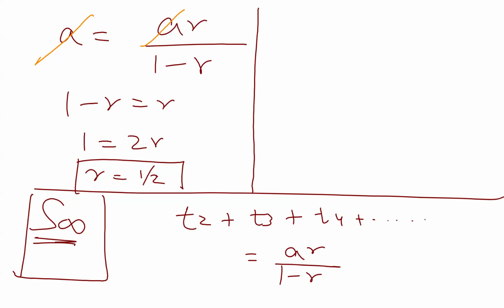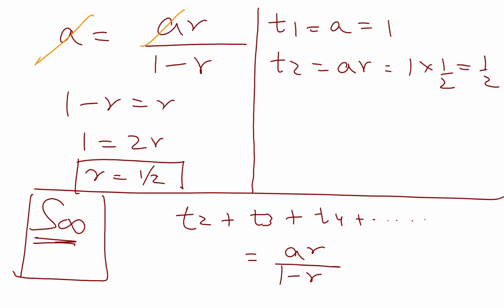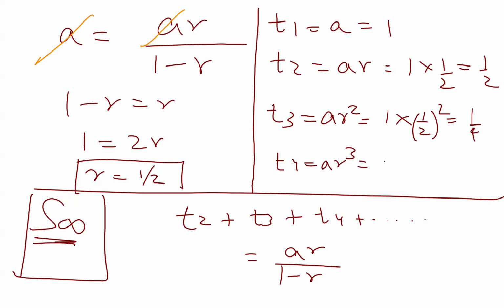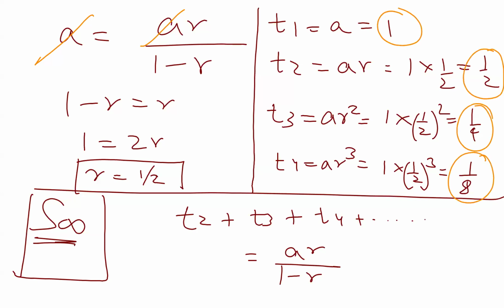So T1 is equal to A, which is 1. T2, A into R, 1 into half, which is equal to half. T3, AR square, 1 into half square, 1 by 4. T4, AR cube. So the infinite GP is 1, 1 by 2, 1 by 4, 1 by 8.